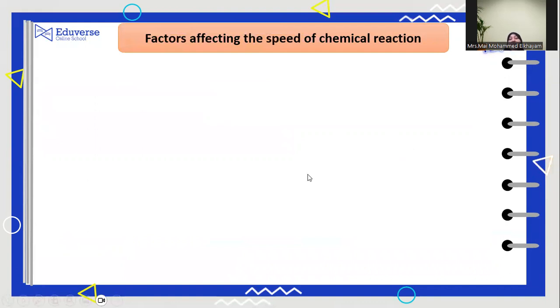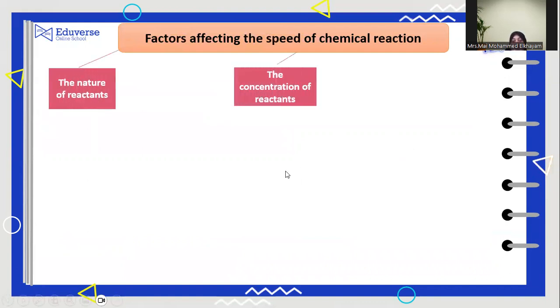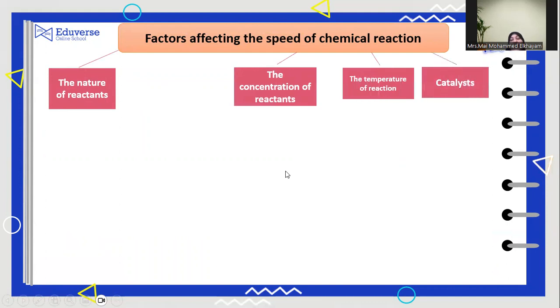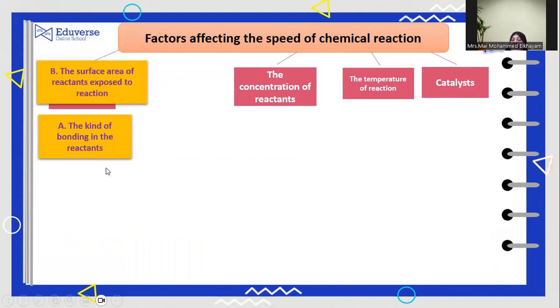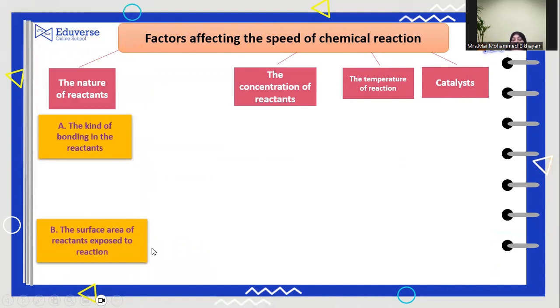Now, factors affecting the speed of chemical reactions: the nature of reactants, the concentration of reactants, the temperature of reaction, and catalysts. So we have 4 factors. Under the nature of reactants, I have another 2 factors: the kind of bonding in the reactants and the surface area of reactants exposed to the reaction.